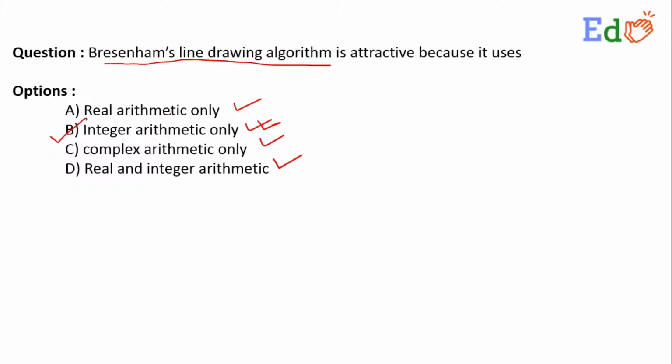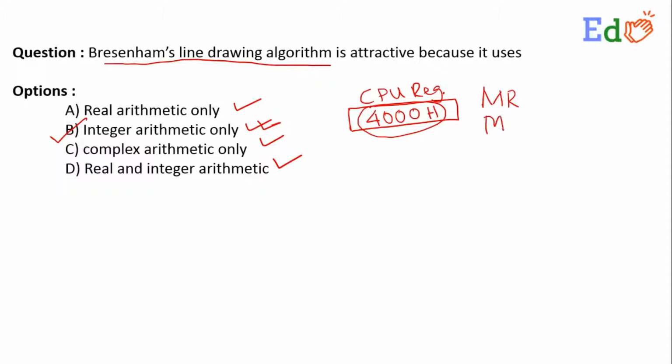Because CPUs use integer registers to generate memory addresses from which we can read data or to which we can write data. Let us suppose there is one address, say 4000H, which has been written into one CPU register. So you see here, these addresses are always of type integer. From this address you can perform either a memory read or a memory write.